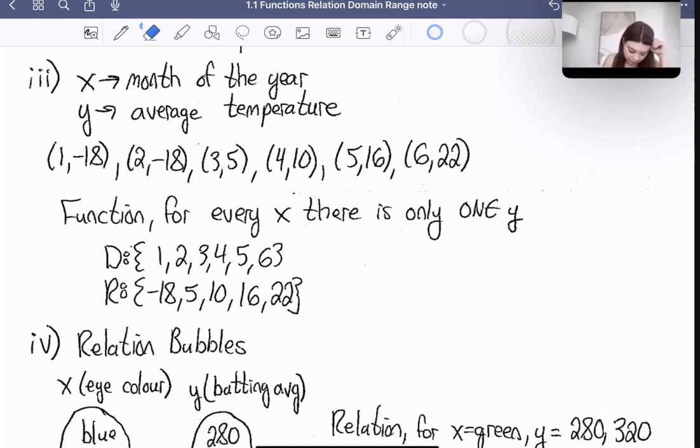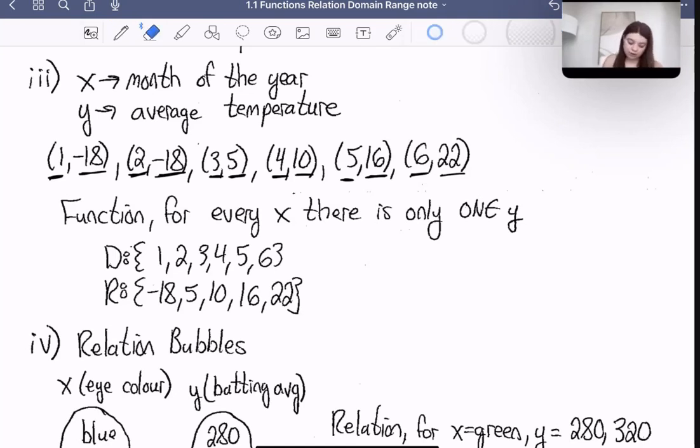And let's see. Looks like for the first month, January, the average was minus 18. For the second month, the average was also minus 18. For the third month, so March, the average temperature was 5. For the fourth month, which is April, the average temperature was 10. For the fifth month, which is May, the average temperature is 16. And for the sixth month, June, the average temperature was 22. So this is indeed a function because there is no x value for which there's two y values.